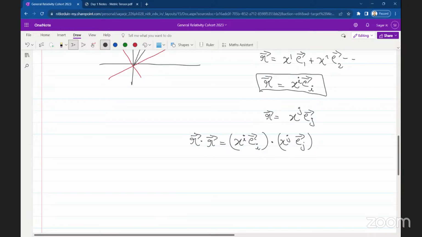So my question is, in this expression I wrote xi ei dot xj ej. Is it possible for me to write xi ei dot xi ei again? Like, is this possible? xi ei dot xi ei.